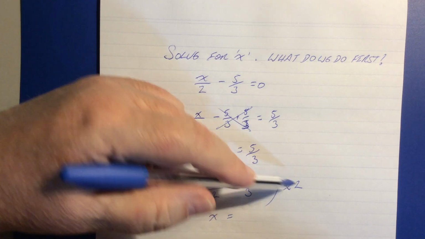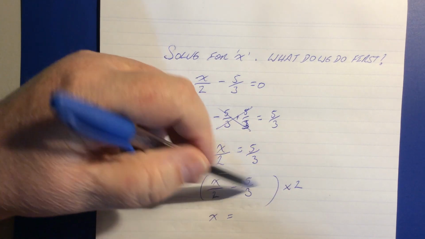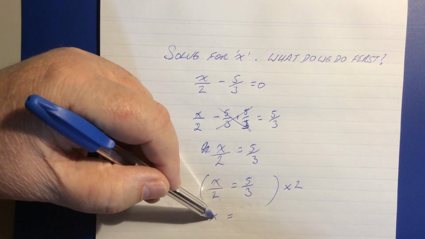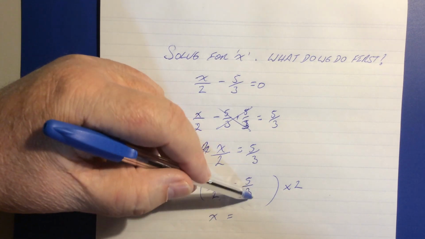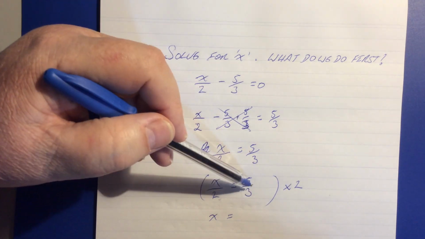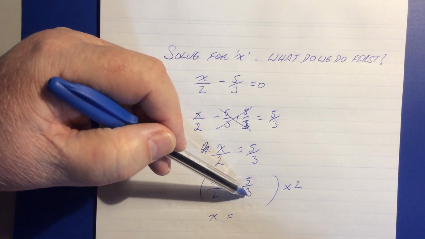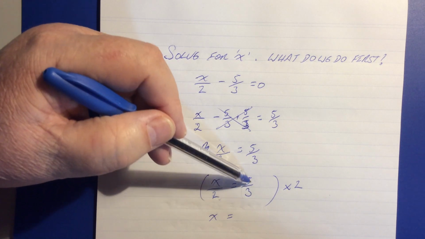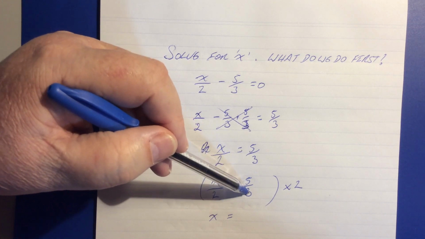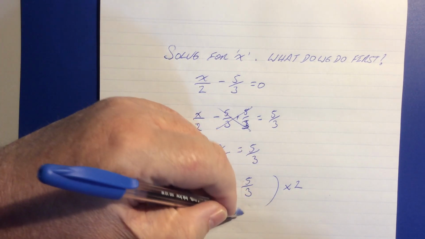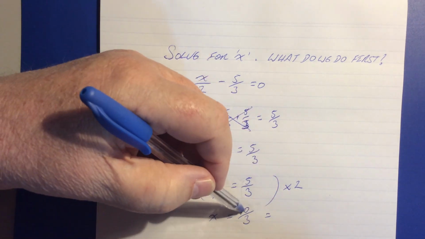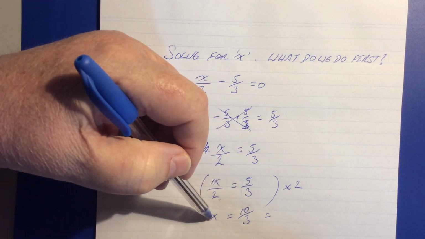The 2 here and the 2 here cancel each other out. We get 2 divided by 2, that is 1. And so we are left with x, and we've multiplied this by 2. Now, careful here. 2 times 5 over 3 is not 10 over 6. It is 2 lots of this. It is 5 over 3 plus 5 over 3, which is 10 over 3, which you may care to write as a mixed numeral rather than an improper fraction.